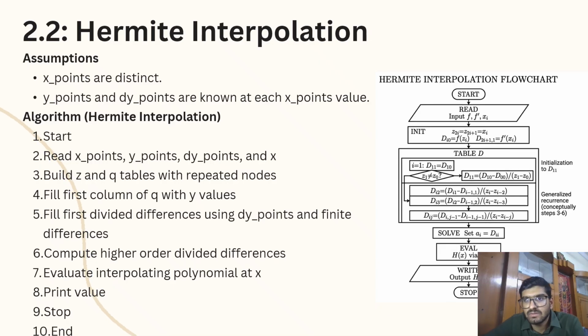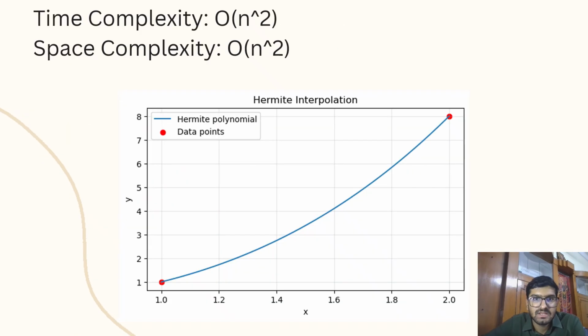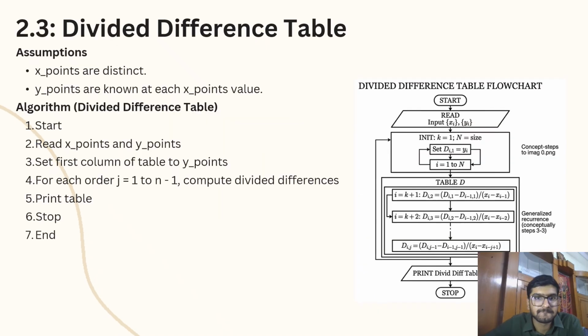The Hermite interpolation flowchart represents the following algorithm properly, which we can understand. The time complexity for the following algorithm is big O of n square, and the space complexity is big O of n. The graph represents the data points and the result, how we found it, and all the data points properly.